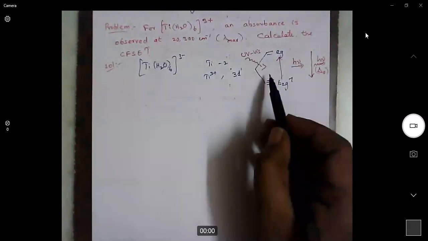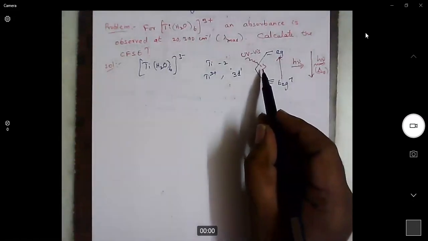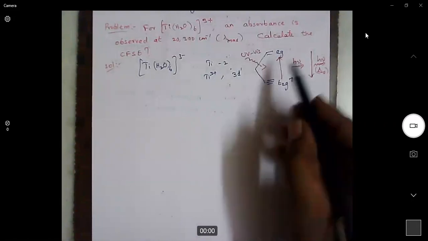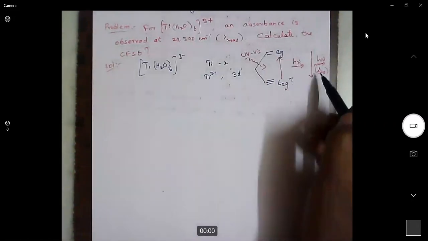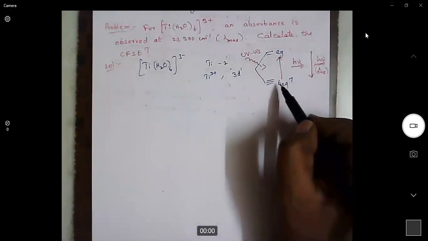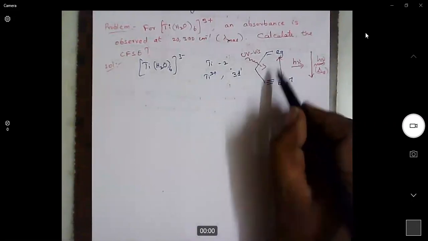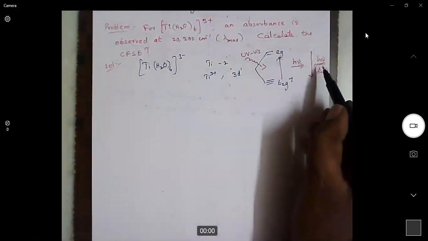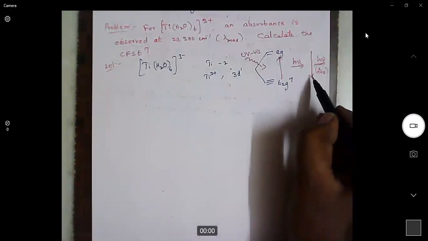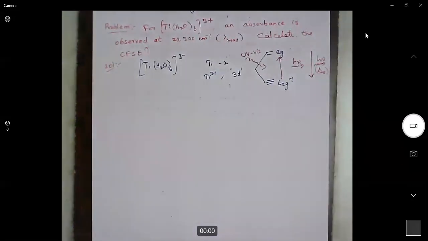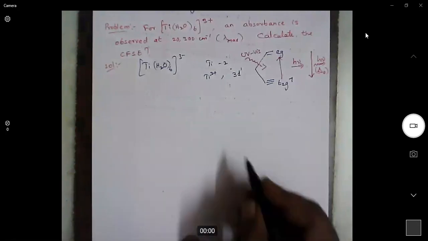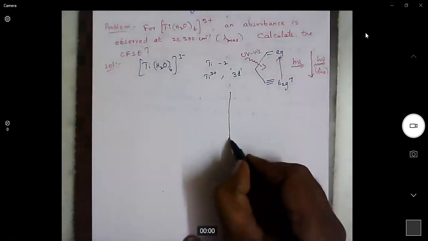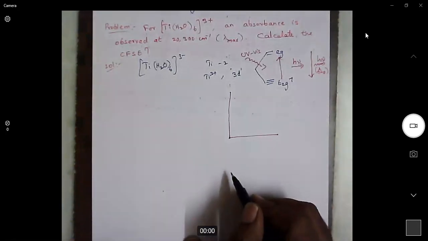We may give excess energy, it doesn't matter, it will absorb all the energy, but when it is returning from the eg level to the t2g level, it releases only the amount exactly equal to the energy difference between these two levels. So when the detector detects this released energy, it is delta naught. For a Ti(H2O)6 3+ molecule, it will give only one electronic absorption.